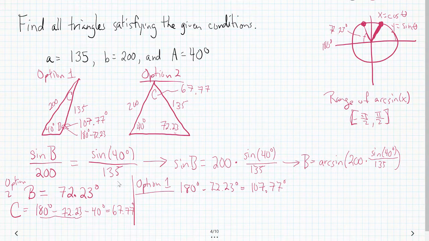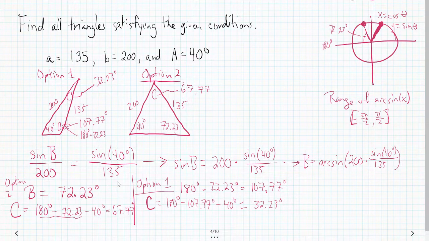And then in option 1, we'll take the C equal to 180 minus 107.77, and then the other angle is 40 degrees, so we'll subtract off the 40 degrees. Well, notice that 180 minus 107.77, that's just going to be 72.23 degrees, and if you subtract off an extra 40 from that, you're going to get 32.23 degrees. So that means that the C in this case is 32.23 degrees.